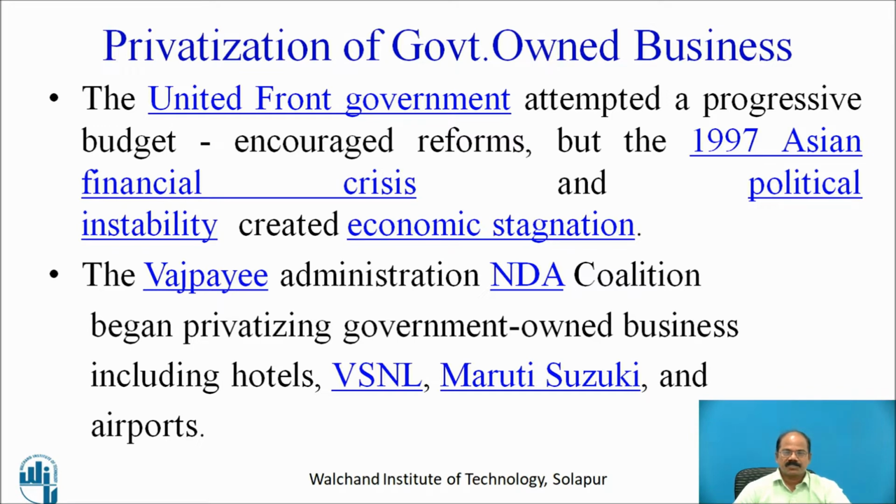The Vajpayee administration, which was under the NDA coalition, one of the biggest coalition governments in India, began privatizing government-owned businesses, including hotels, VSNL, Maruti Suzuki, and several airports which were under the control of the Government of India.